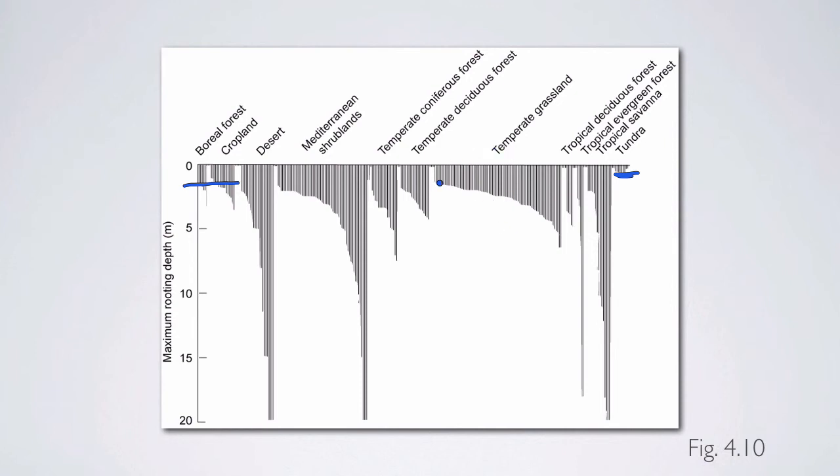Temperate grasslands would be around here, and most, probably half of those grasslands that they've looked at, only have roots that go down somewhere on the order of 3 meters, although you can find isolated examples of grasslands that have roots 5, 6, 7 meters. At the other end of the spectrum, you can find plants in deserts, shrublands, and tropical savannas that have their roots in excess of 20 meters.